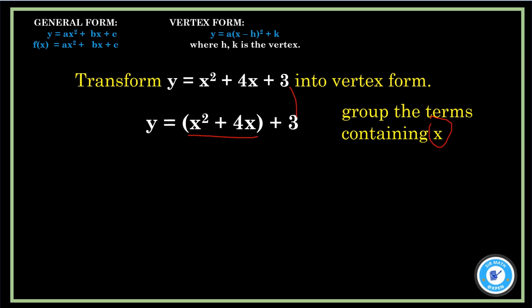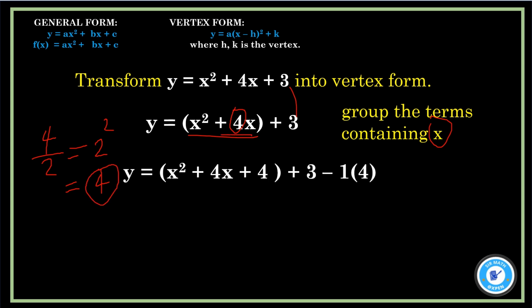Then, after that, we take the half of the numerical coefficient of x, our middle term. So that's equal to 4 divided by 2. That's equal to 2. Then square that number. This will become 4. This number must be added here. So we did nothing else, we just simply add this number to our given equation. Now we have obtained a perfect square.